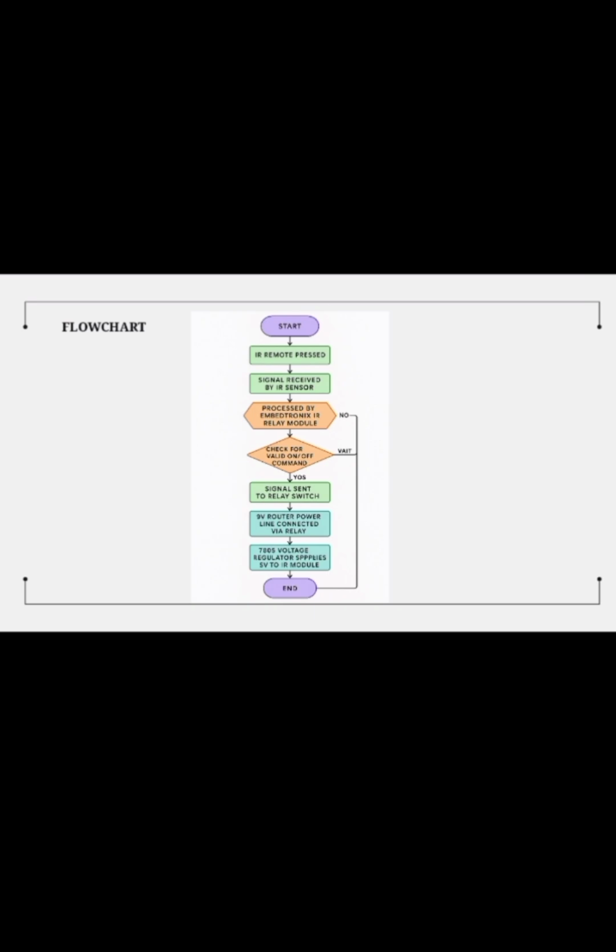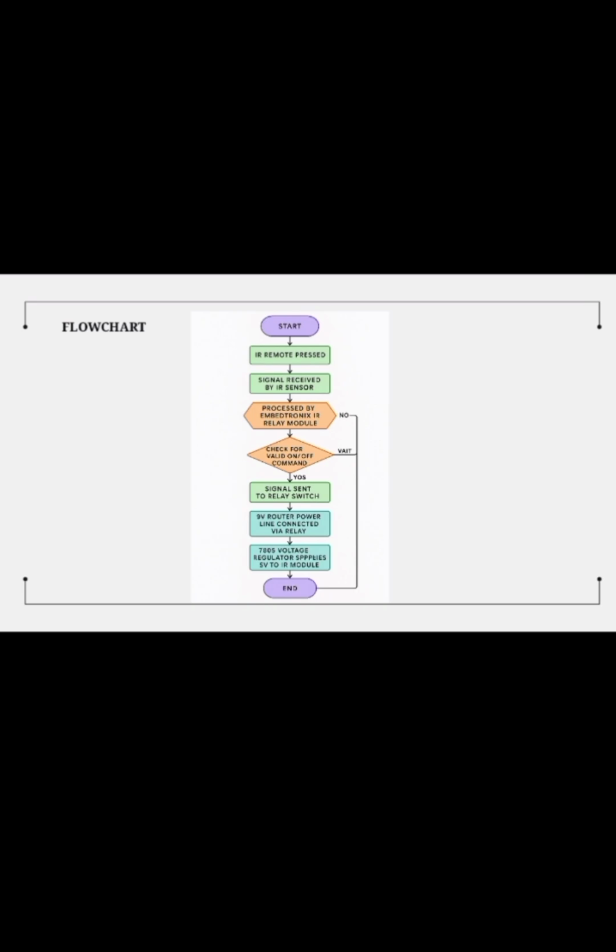Here is the flow chart that we have designed. First, the start: the power supply is already given to the router, then the IR remote is pressed, that means we are clicking the on button in the remote. Then the IR signal is sent to the IR relay module, the signal is received by the IR sensor and processed by the IR relay module. If it is off, the power supply will be off.